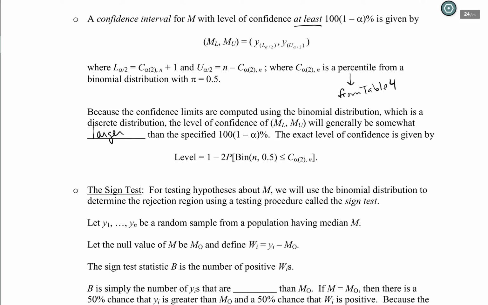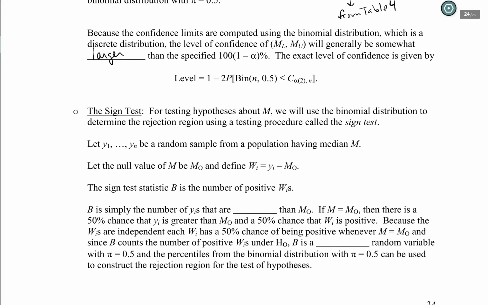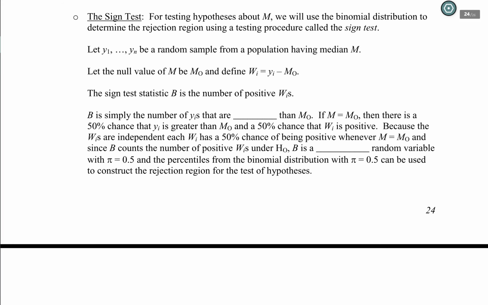I'm not going to focus on this interval estimate on a population median in this setting. I really want to spend some time on the hypothesis test in this setting, which is called the sign test. For testing hypotheses about M, we're going to use the binomial distribution to determine the rejection region using this procedure called the sign test. The only assumption that we really have here is that Y is a random sample from a population and the median is designated as capital M.